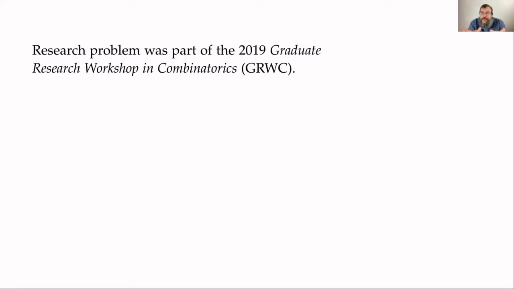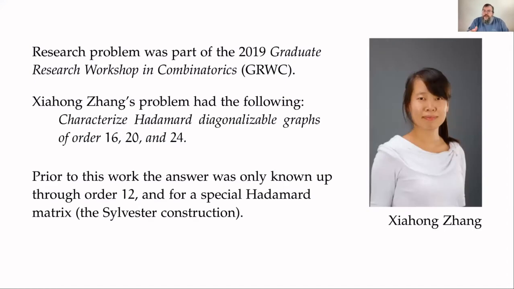Now, this grew out of a research problem that was part of the 2019 Graduate Research Workshop in Combinatorics. For those not familiar, this is a 2-week workshop where we bring together lots of graduate students, some postdocs, a few faculty, and work on problems. It's kind of like REUs for graduate students. Part of the process is when people apply, they have to pose a problem. So Xiaohong Zhang applied, and her problem was the following. Let's characterize Hadamard diagonalizable graphs of order 16, 20, and 24.